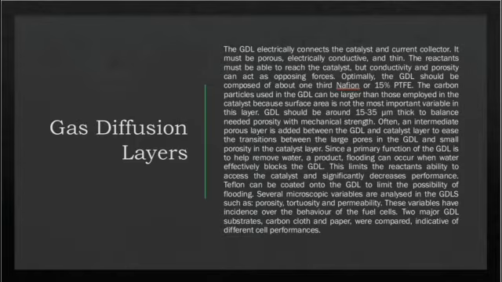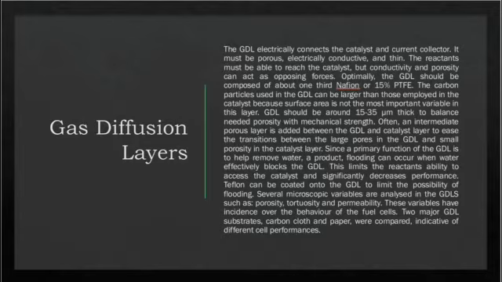Now I will continue on the gas diffusion layer. The gas diffusion layer electrically connects the catalyst and current collector. It must be porous, electrically conductive, and thin. The reactant must be able to reach the catalyst, but conductivity and porosity can act as opposing forces. Optimally, the gas diffusion layer should be composed of 1/3 Nafion or 15% PTFE.